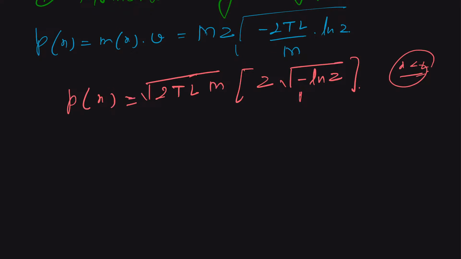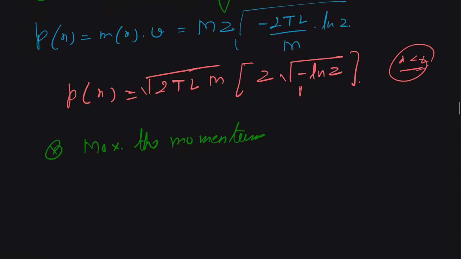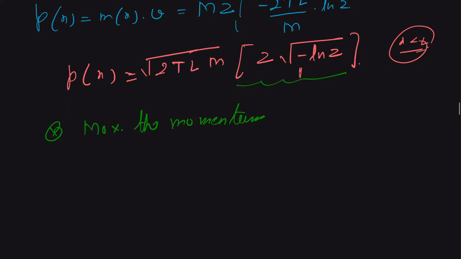And let us maximize the momentum. We are only interested in the function part, so let us call this f of x. It is equal to, we can just square it, that doesn't matter, and the square is going to sort out our square root, so we are going to get this as z square minus natural log of z.